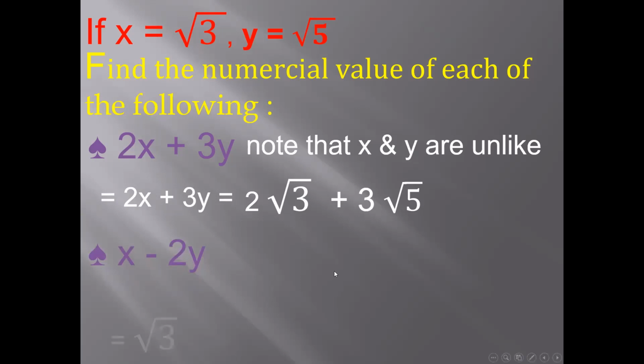Here x minus 2y is root 3 minus 2 root 5. This is the answer because root 3 is different from root 5, so I can't make adding or subtracting.